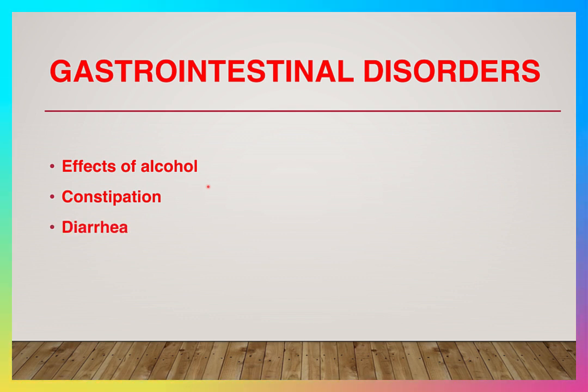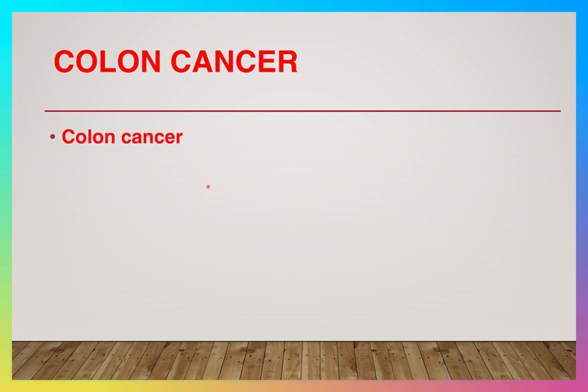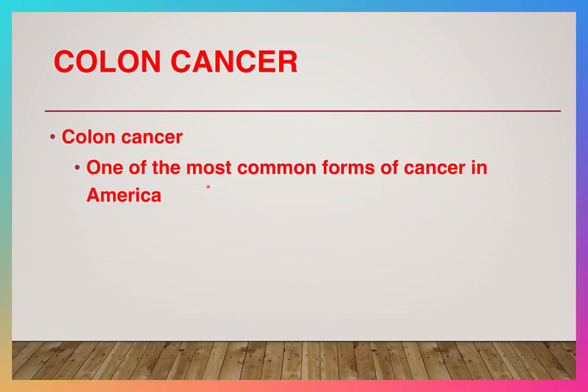And then we talked briefly about diarrhea, which is more than the normal number of bowel movements for a person. And then severe diarrhea, which is usually associated with bleeding, is called dysentery. And this is most commonly associated with salmonellosis, or a bacterial infection of the intestine. Colon cancer is the last thing we'll talk about. It's one of the most common forms of cancer in the United States, and it is the third most common cause of death in the United States.